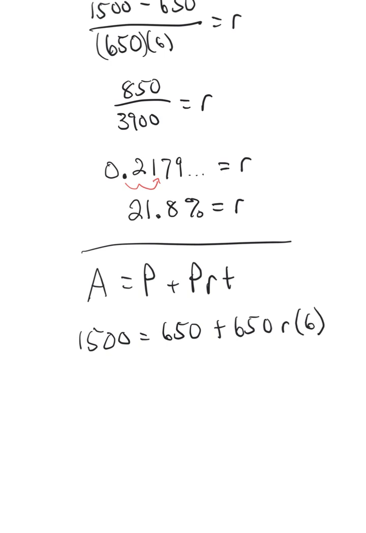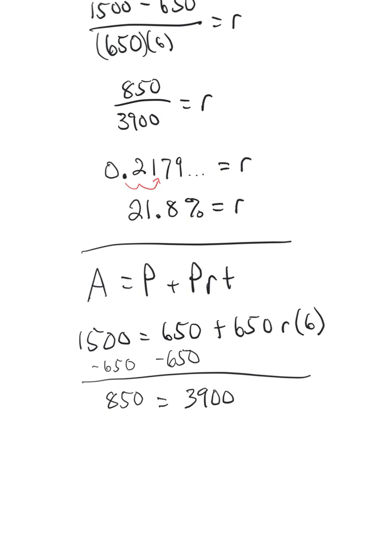You see, it's still not super simple anyways because there's still a lot of stuff going on. But nonetheless, you would take away 650, kind of like what we did over there, giving us 850 equals, and then 650 times 6 was the 3,900 R, and divide by 3,900, and I think you see you're getting the same answer regardless, so I'll just kind of jump to it. 21.8% equals R.